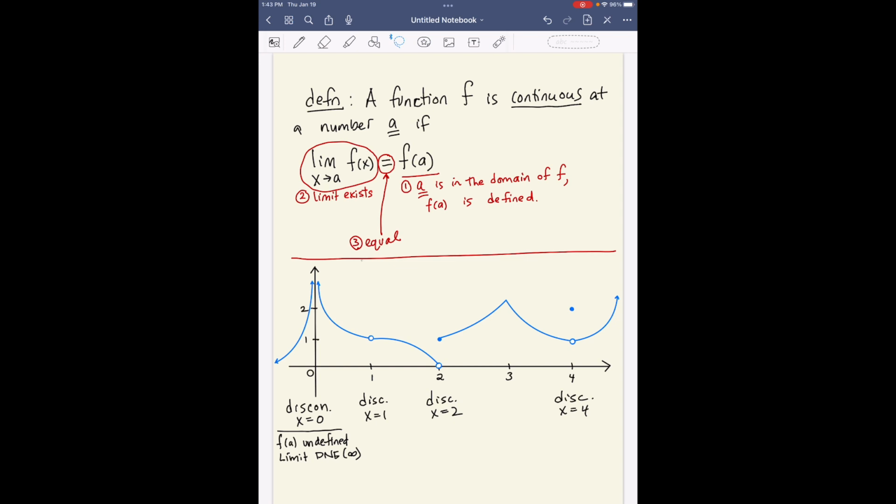Now if I look at x equal 1, it's pretty clear that the function is not defined. That's what the open circle means. Okay, if I look at x equal 2, now I can see in this case the function is defined. f of 2 is equal to 1. However, if I approach 2 from the left, the limit is 0. If I approach 2 from the right, in this direction, the limit is actually equal to 1. So the left and the right hand limits are not equal, and in this case, we would say the limit does not exist.